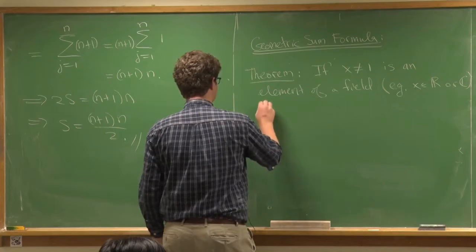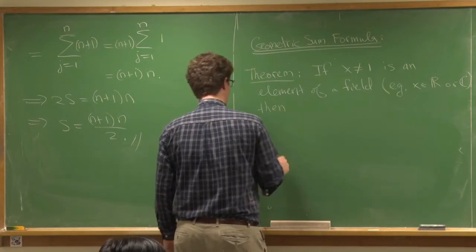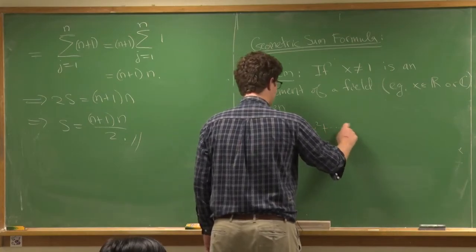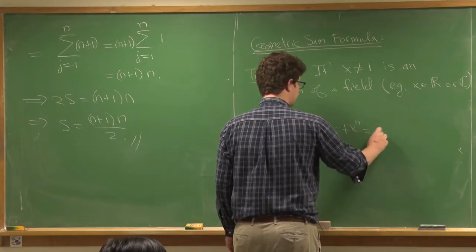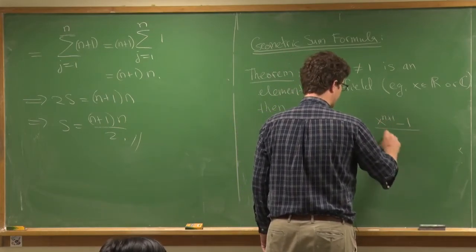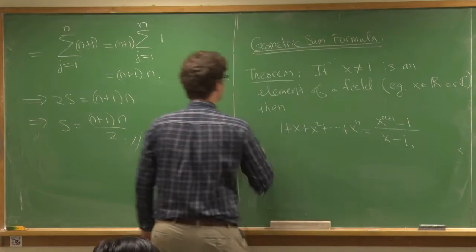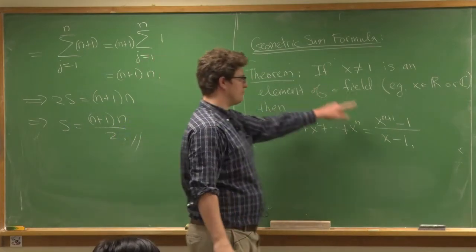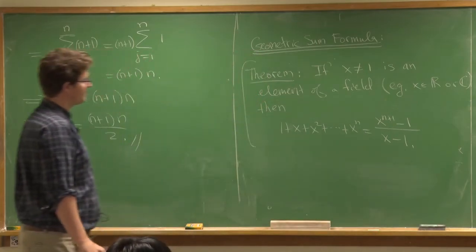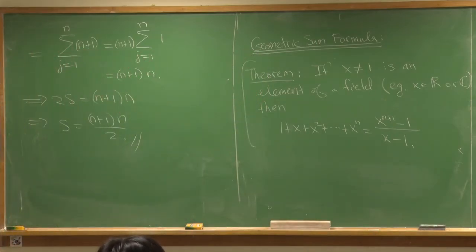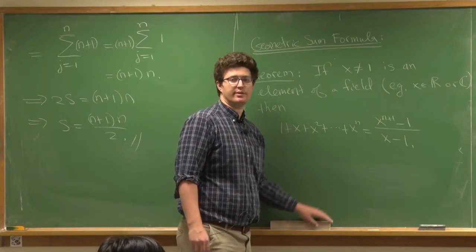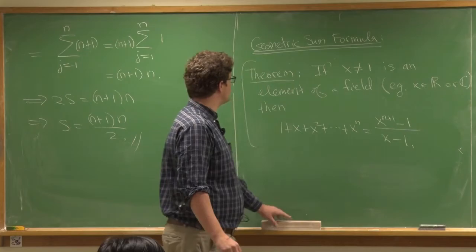Then 1 plus x plus x squared all the way up to x to the n is equal to x to the n plus 1 minus 1 over x minus 1. So I said x was not equal to 1 so that I could divide by this. That's the only reason. Okay? And then I said it's an element of a field so that you have multiplicative inverses, so this is a non-zero thing. Okay, so let me do the proof of this.